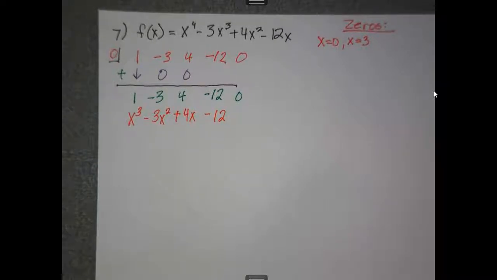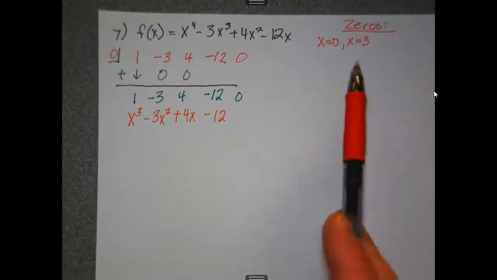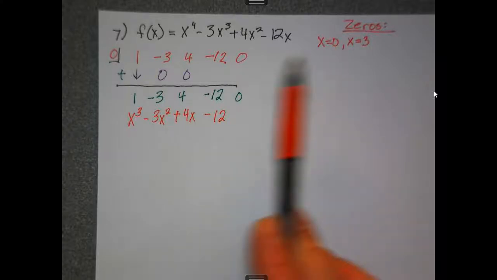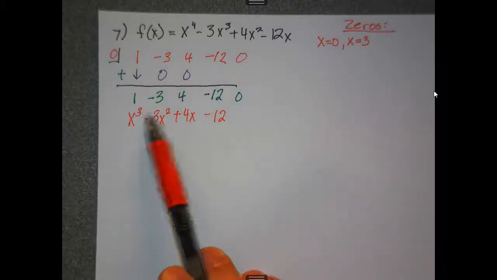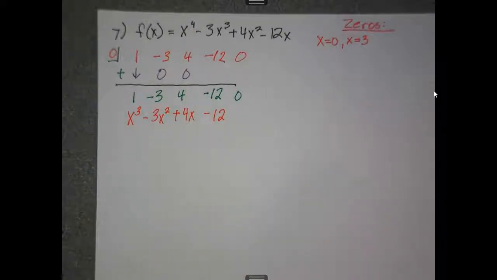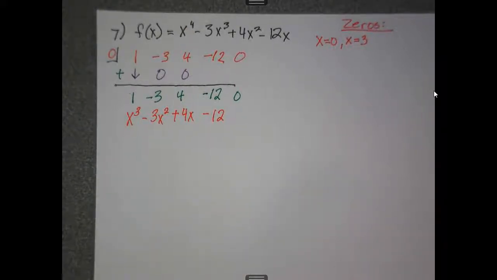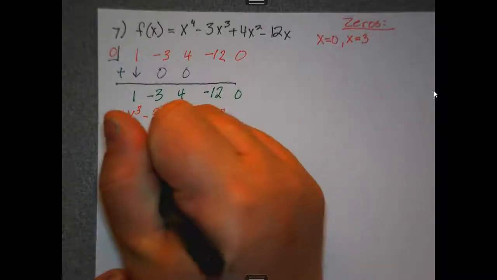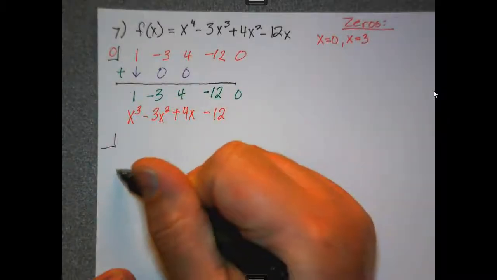Yes. Do you see what dividing by 0 does? It eliminates one of the x's from each term, as well as the x to the fourth term. I'm glad you guys noticed that. All right, so I need to divide again by what?